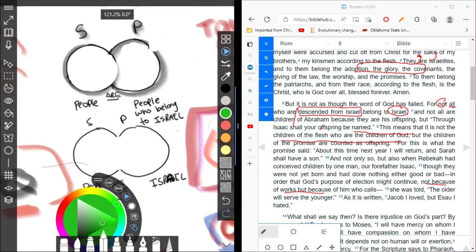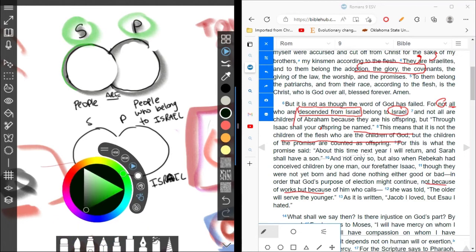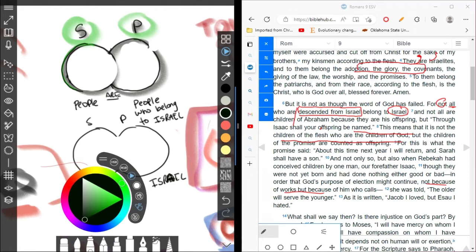And a Venn diagram is like this. S is your subject, P is your predicate. You've got your circle here, that's a category, and this is also a category. Now, how do these categories relate to each other?